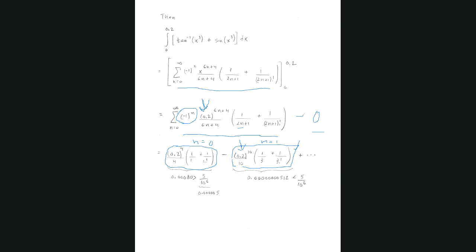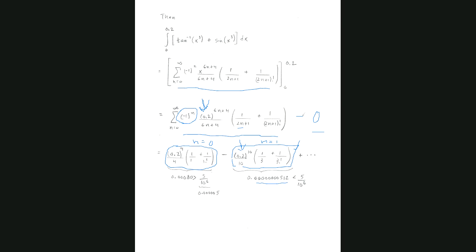So what I do is I evaluate the terms. The first term is 0.00080. That's greater than 5 over 10 to the 6th. However, the second term is 0.00000000512. That's less than 5 over 10 to the 6th power. On your calculator, that's 5e to the negative 6. So that's 5 times 10 to the negative 6.